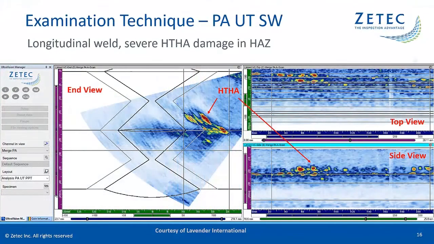My first example for the phased array technique shows data from a longitudinal weld, almost 1 inch thick and with severe HTHA damage in the heat-affected zone. In this case, a standard 5 MHz 64 element probe was used, but the active aperture included only the 32 elements closest to the weld. This is exactly the configuration I just showed on the animation.